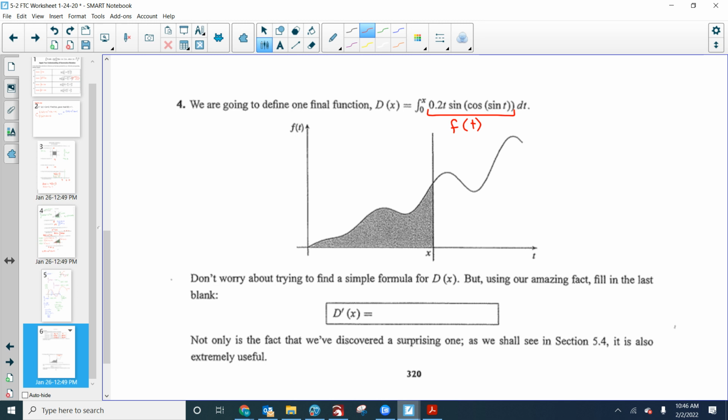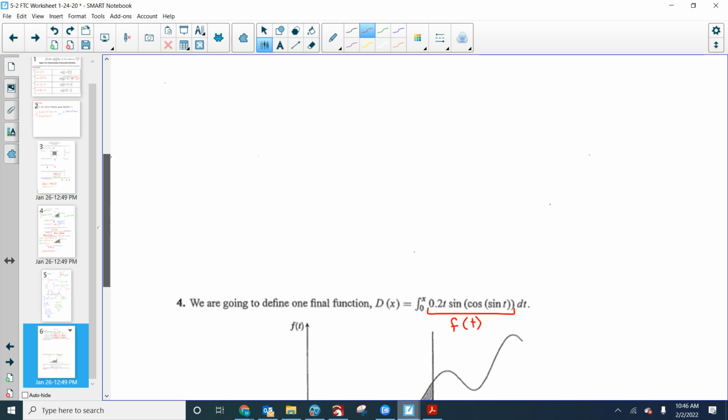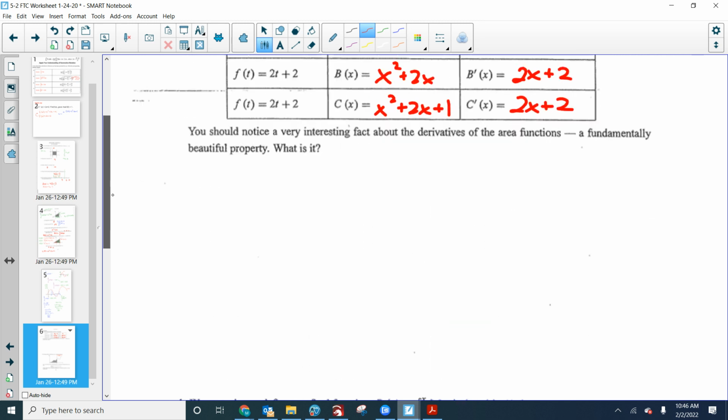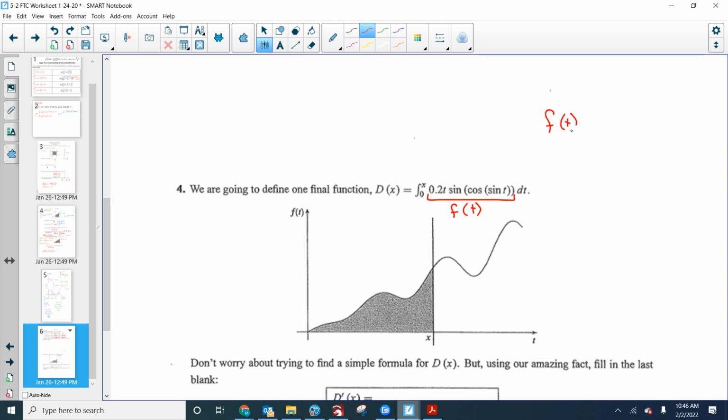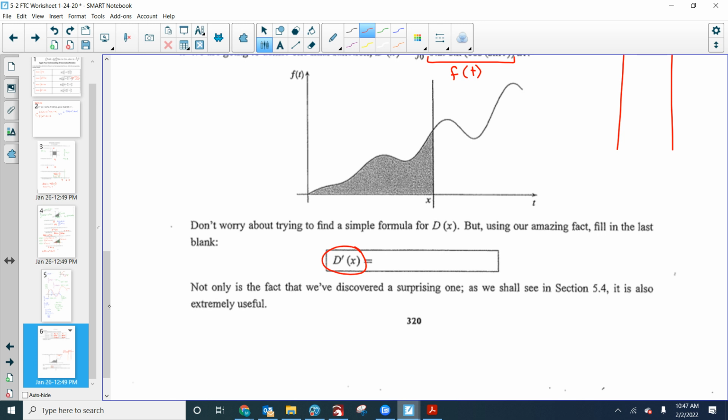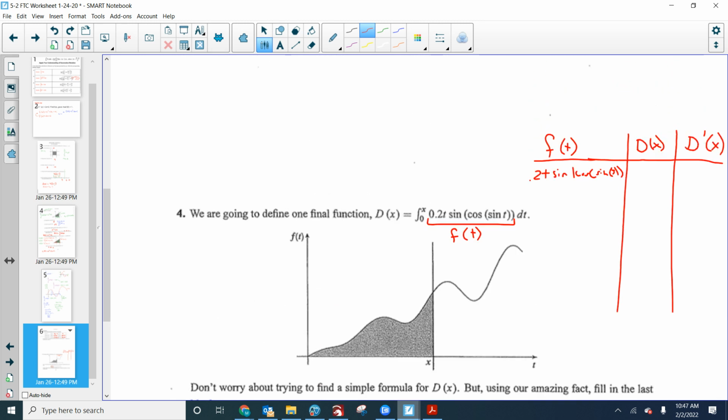But did anyone try to find the antiderivative of that thing? Because technically, if we go back up to what we just did, column 1, column 2, column 3. Here we go. Ready? Column 1 would be f of t, and I would put the 0.2t times sine of cosine of sine of t. Column 2, they called it D of x. What would D of x be, just in general? The antiderivative of that. I don't know what that is, and you're not going to either. But that's not what they asked us for. They asked us for D prime of x. That's column 3. So we're actually back to column 1 with, not t's, x's.